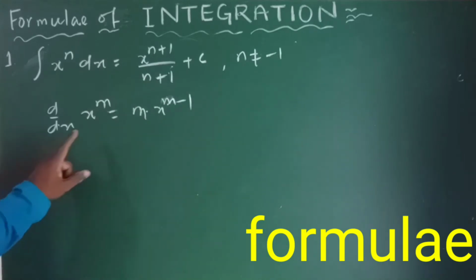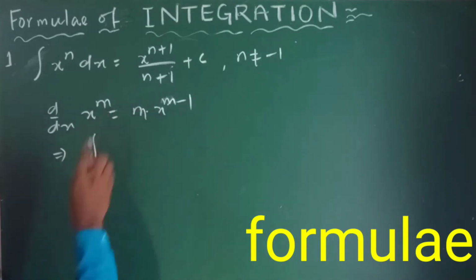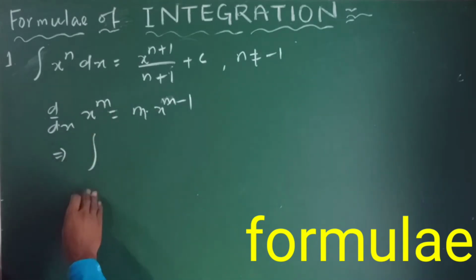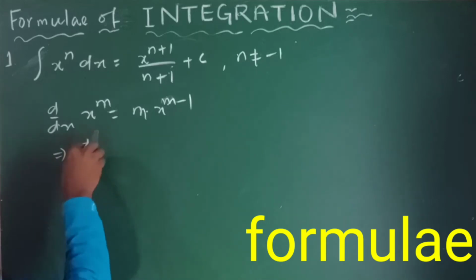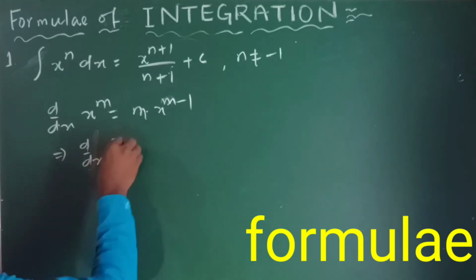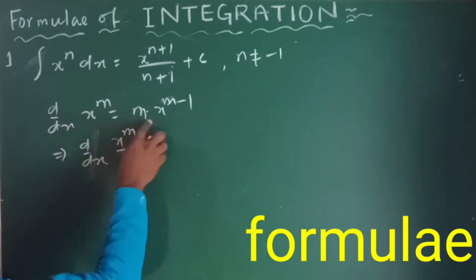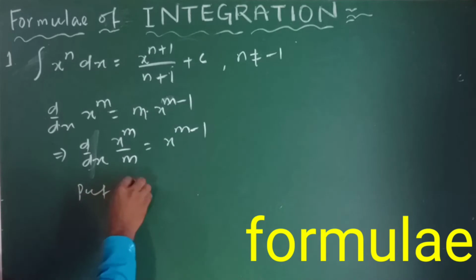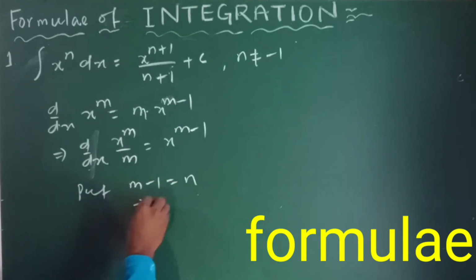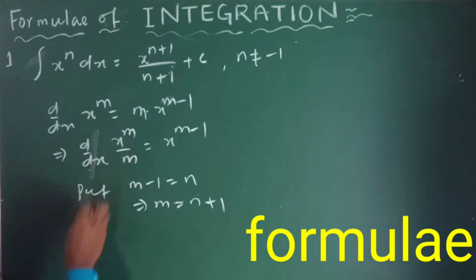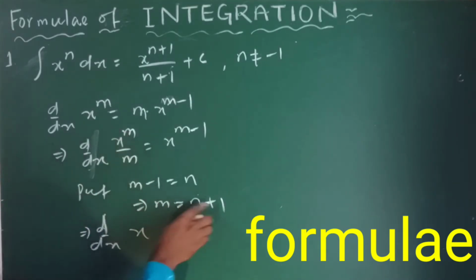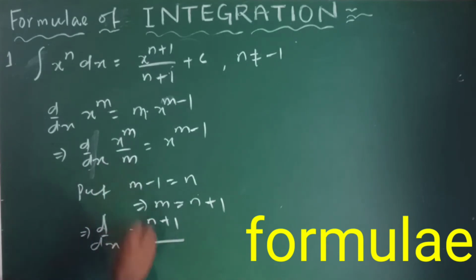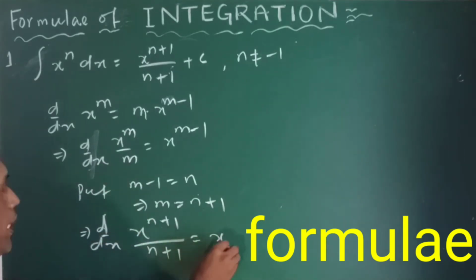We have the derivative of x to the power m is m into x to the power m minus 1, which implies integration. So the derivative of x to the power m by m, dividing by the constant, is x to the power m minus 1. Put m minus 1 equal to n, which implies m is equal to n plus 1. Putting this here, we find the derivative of x to the power n plus 1 divided by n plus 1 is x to the power m minus 1.